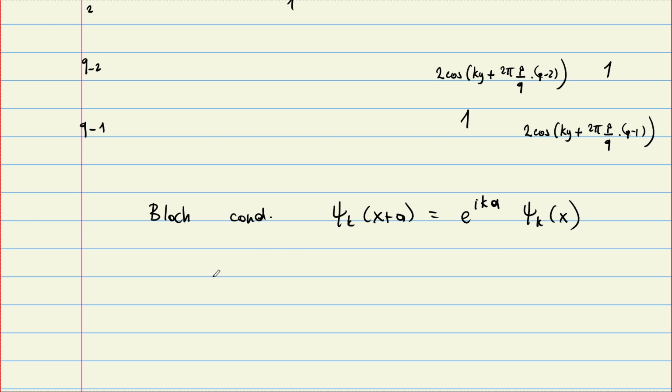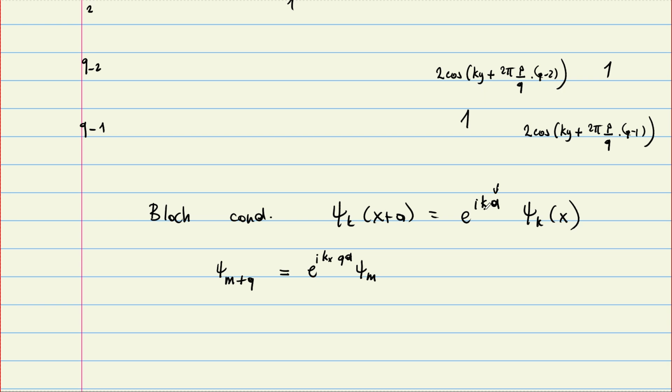Here we need psi of m plus q. If I go q times, I should come back to myself, psi m, but up to a phase, e to the i kx times qa. So a here is one lattice constant, but in this case we have q times a. The unit cell size is q times a.